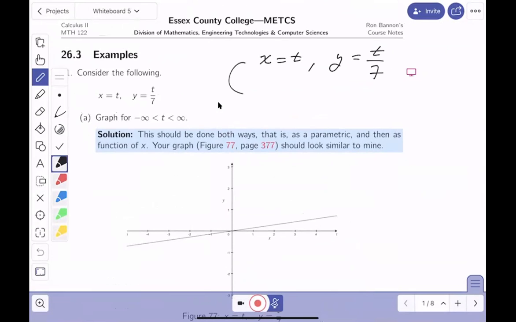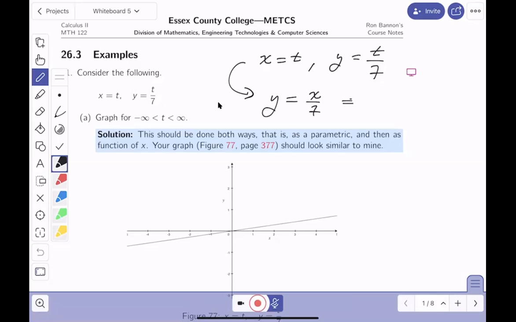So one thing you may want to do is just eliminate the parameter. That way it makes it more familiar, because x is a function of t and y is a function of t, and that's a little bit unfamiliar at this point. So let's write this down. What will we get? Well, if x is equal to t and y is equal to t over 7, I can just make a simple substitution. Y equals, again, y is t over 7, but t is x. So I get x over 7.